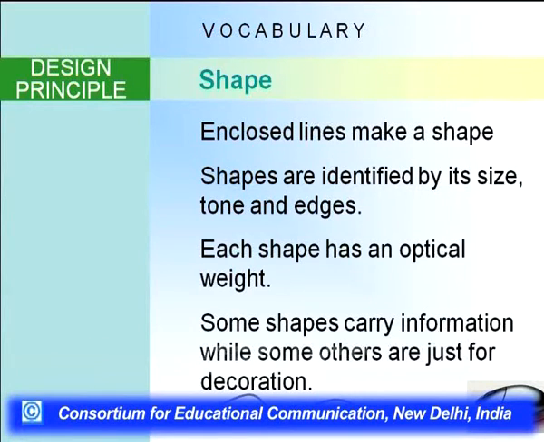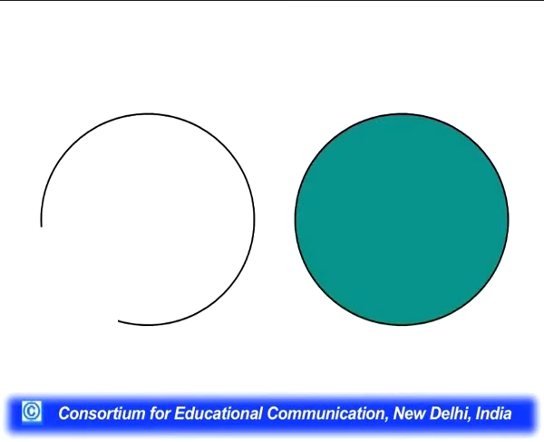Next vocabulary is shape. What is the shape? Enclosed line makes a shape. See the shapes. This circle, this is not a circle. When you make a shape, if the circle is open somewhere, that means it is not a shape. It is a line. We can call it a curved line.